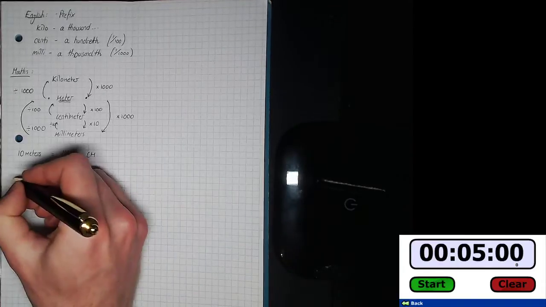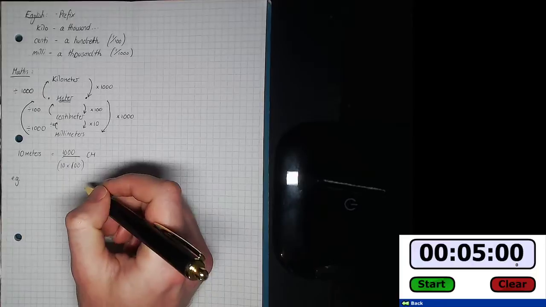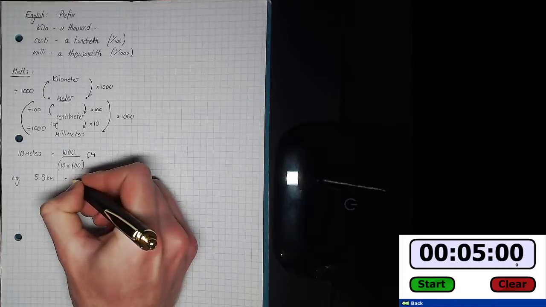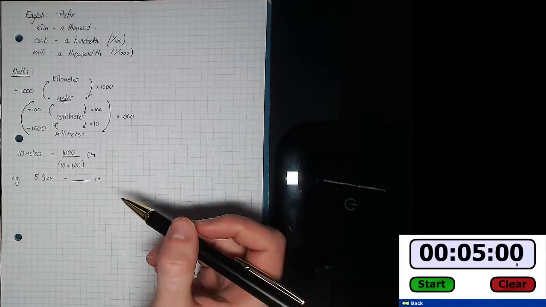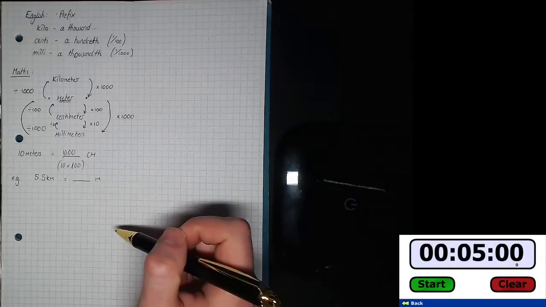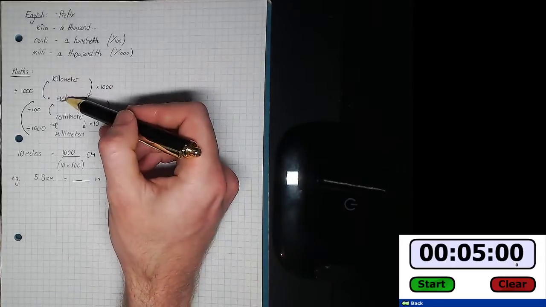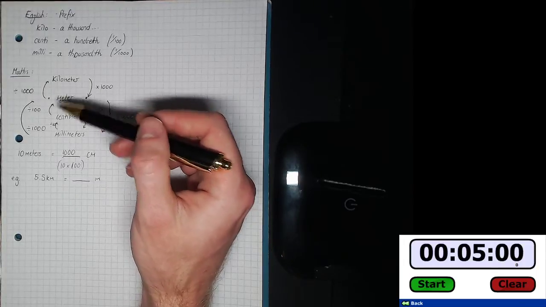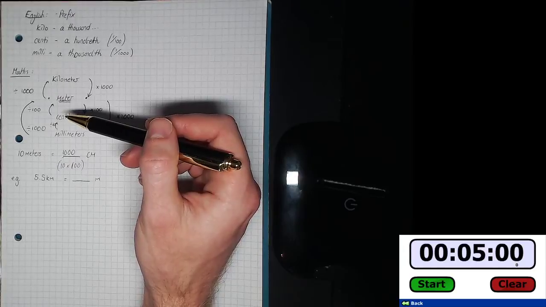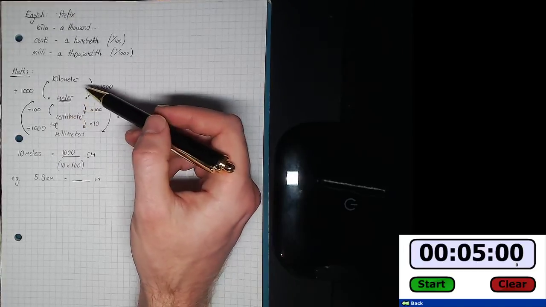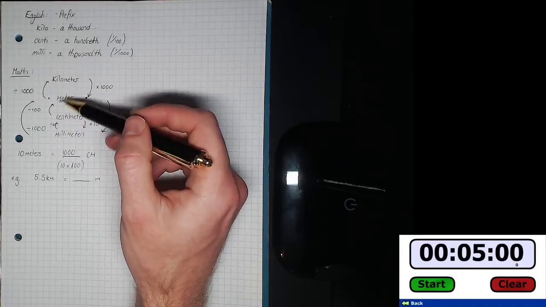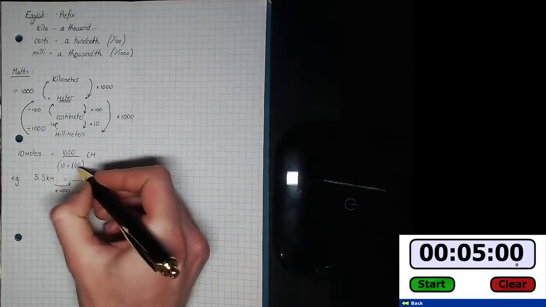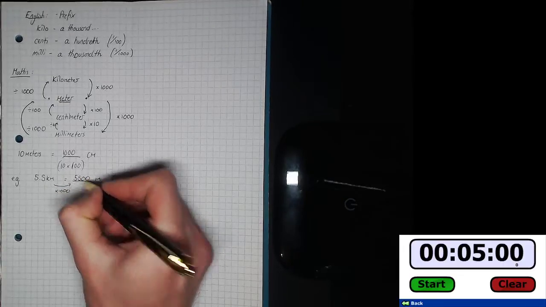So let's go through a couple of examples. 5.5 kilometres equals how many metres? Kilometres to metres, 1 kilometre is 1,000 metres. That's what the word means. If there are 1,000 metres in a kilometre, I would need to take this and times it by 1,000. I get 5,500.